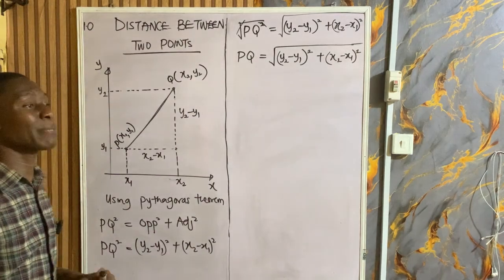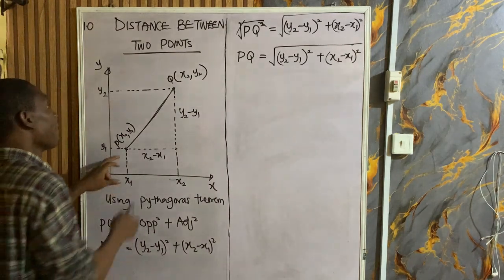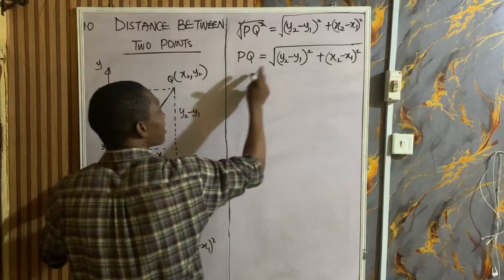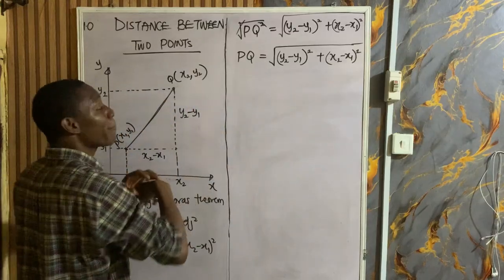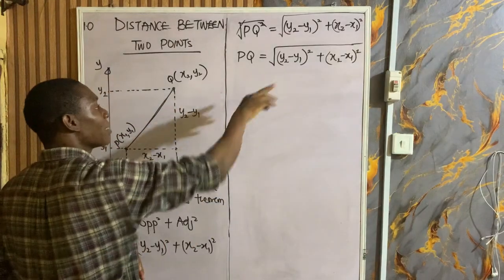This is what we use for the distance between 2 points. It could be A and B. So you say AB is equal to, it could be S and T, any point they call it for you. But this is the formula we use to solve it.